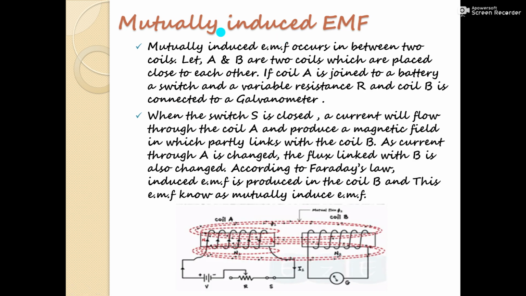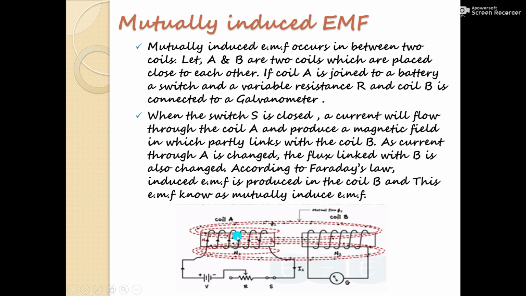The next we have mutually induced EMF. Mutually induced EMF occurs in between the two coils. Let A and B are the two coils which are placed very close to each other. If coil A is joined to a battery, one switch and one variable resistor and coil B is connected to galvanometer, let us see what will happen.